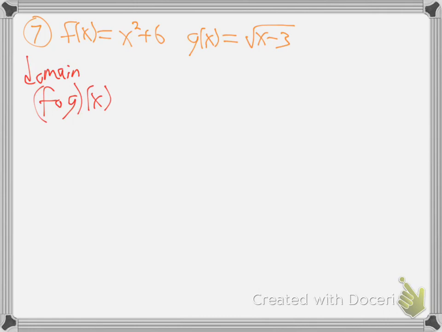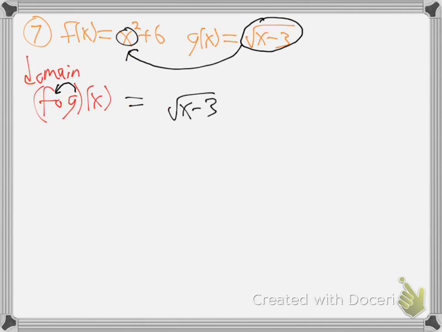It's always right to left, so the g is gonna go into the f, which it already is. So I'll take that whole g and put it right there into f. So what are we going to get? The square root of x minus 3, squared, plus 6. We good so far? Is that making sense? I put the whole g into the f slot there.